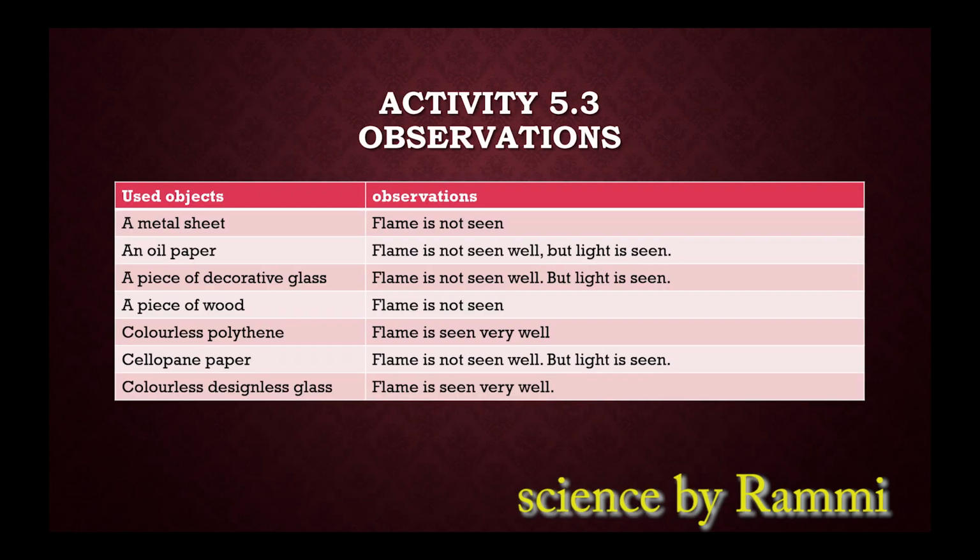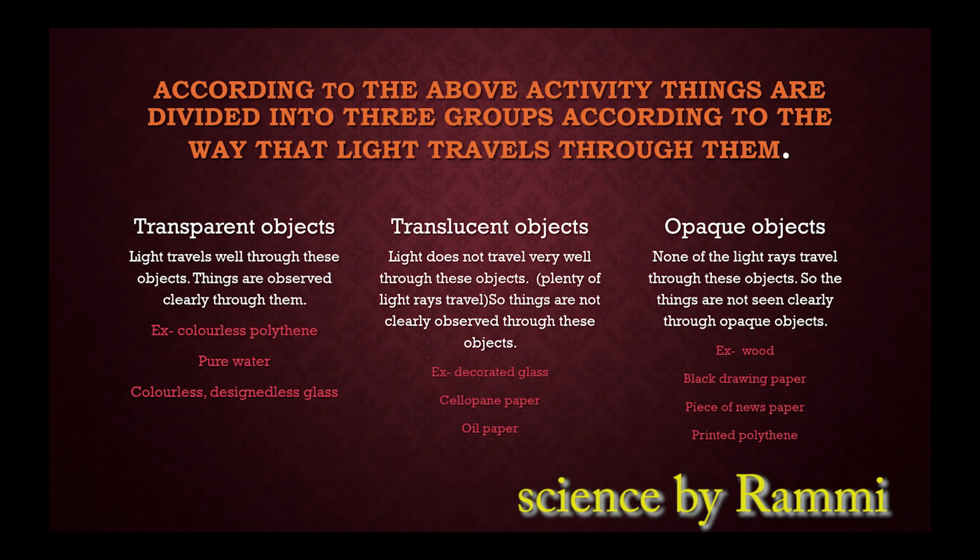Once the activity is done, it is very clear that the image of the candle flame is not the same all the time. The nature of the candle flame is not the same when we observe it through different substances. This difference is caused by the way light travels through different materials.